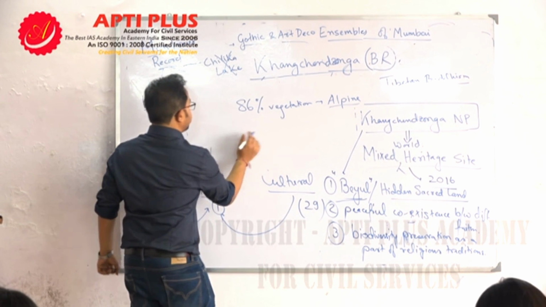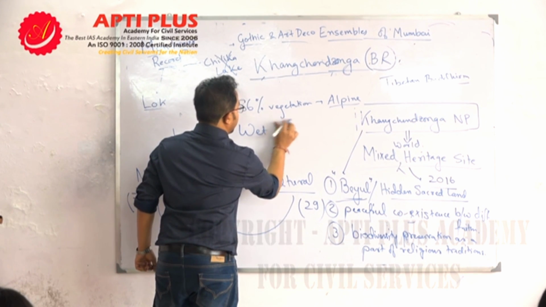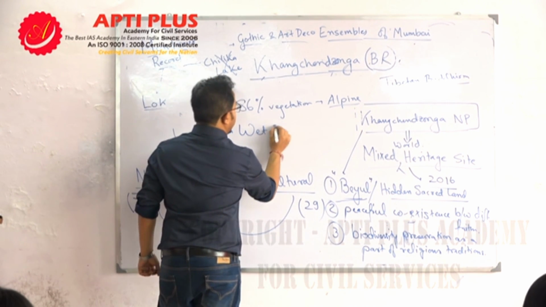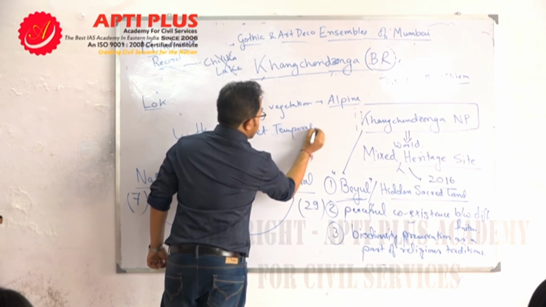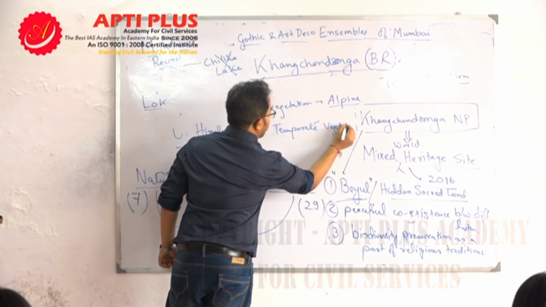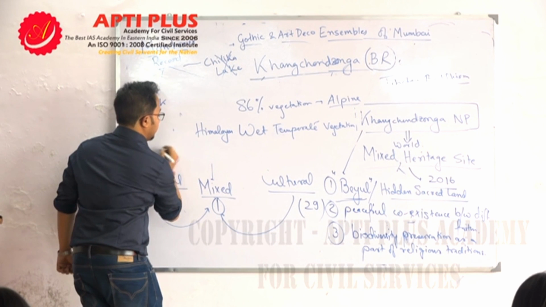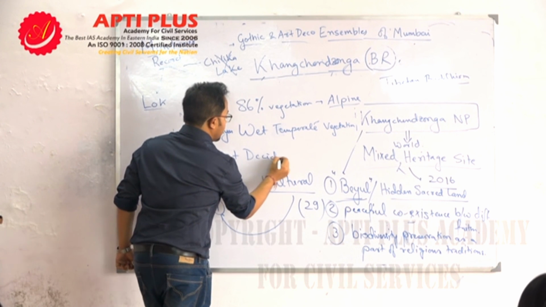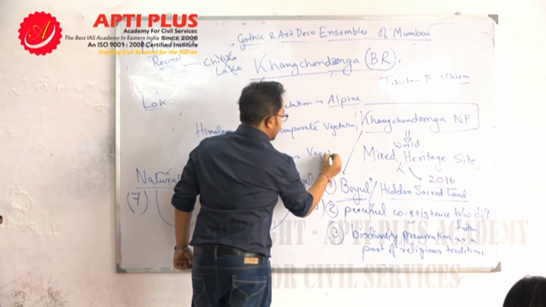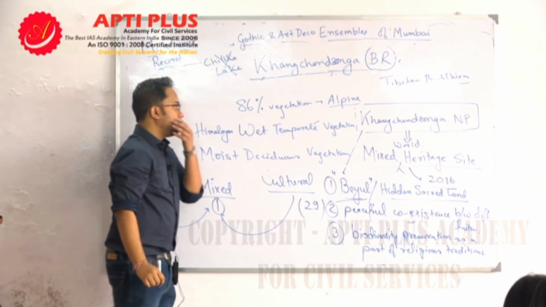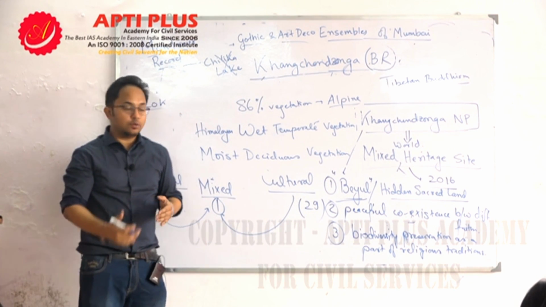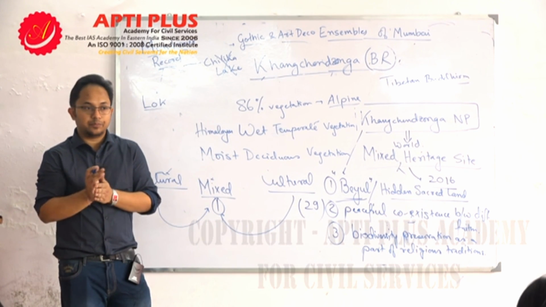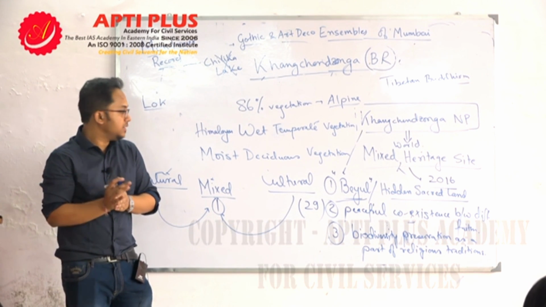Plus you will also get to see Himalayan wet temperate vegetation, and also a little lower down you will get to see moist deciduous type of vegetation. Okay? 86% of the vegetation is alpine in nature. The rest of the vegetation is Himalayan wet temperate vegetation and moist deciduous vegetation. All these types of vegetation we get to see.